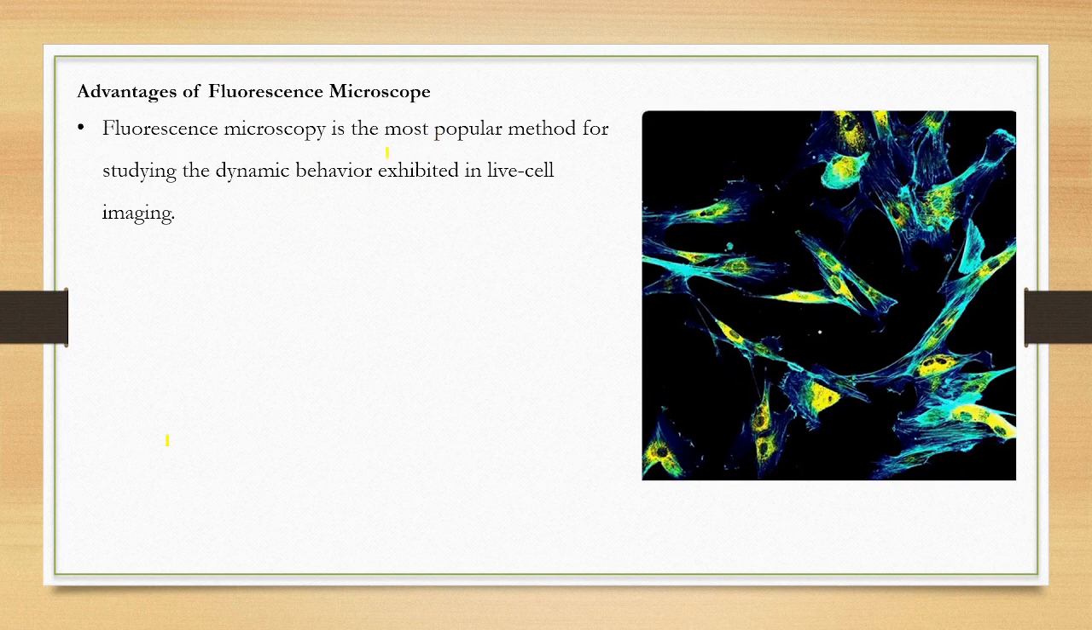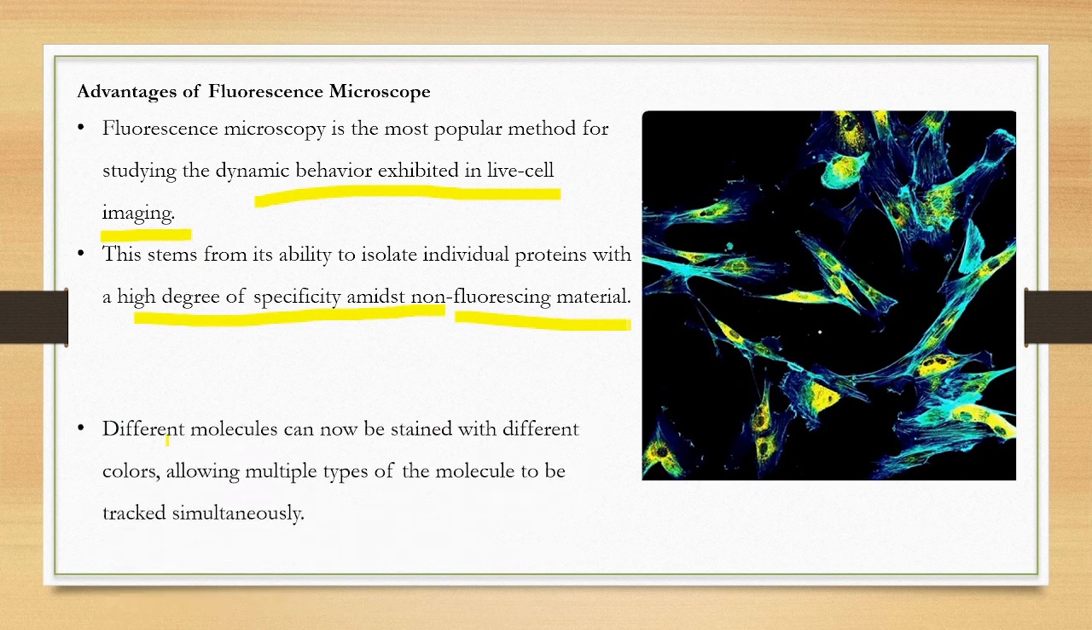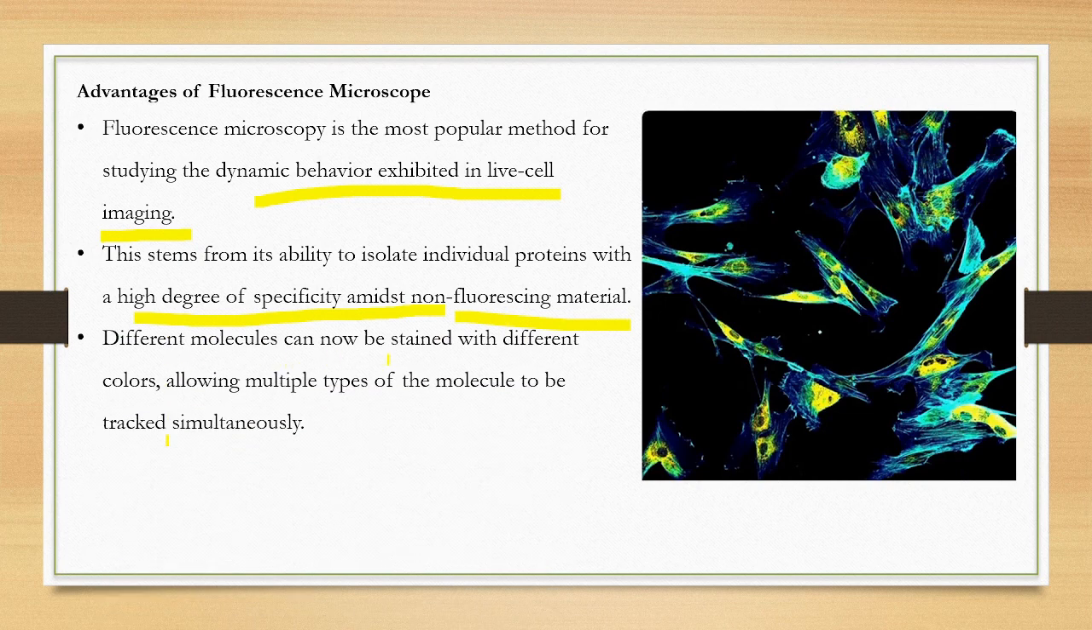It is the most popular method for studying dynamic behavior exhibited by living cell imaging. This stems from its ability to isolate individual proteins with a high degree of specificity amidst non-fluorescent material. That is used to isolate a particular type of specific protein. Different molecules can now be stained with different colors, allowing multiple types of molecule to be tracked simultaneously.